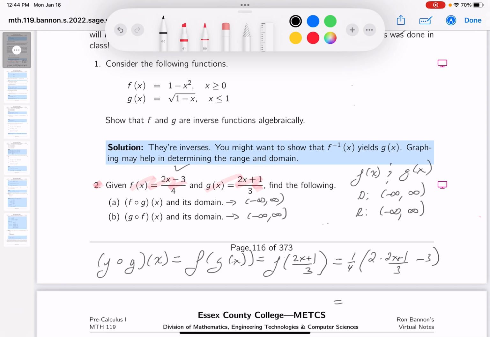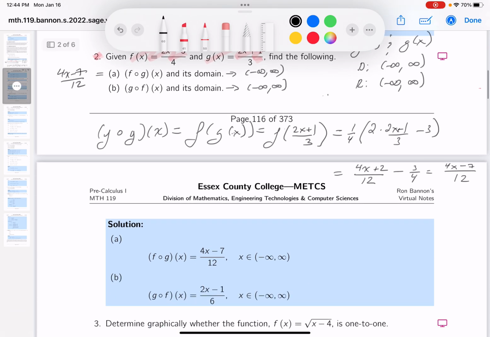Well, let's see. I'm going to be careful now. The first term, you get a 12. Then you get 2 times 2x is 4x plus 2 minus 3/4. Common denominator 12. What do you get there? 4x. Let's see, 2 minus 9 is minus 7. All right, so I'm going to do this over here, and that's going to be 4x minus 7 over 12.